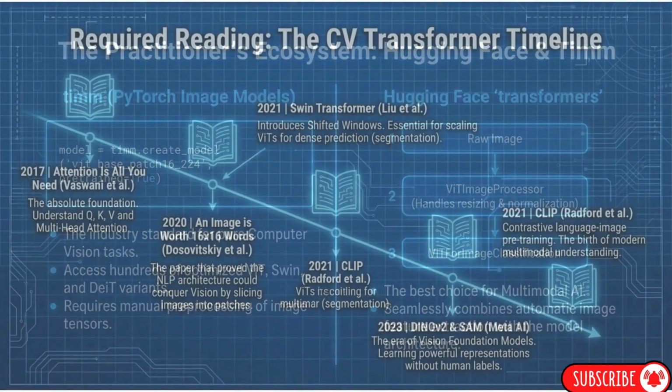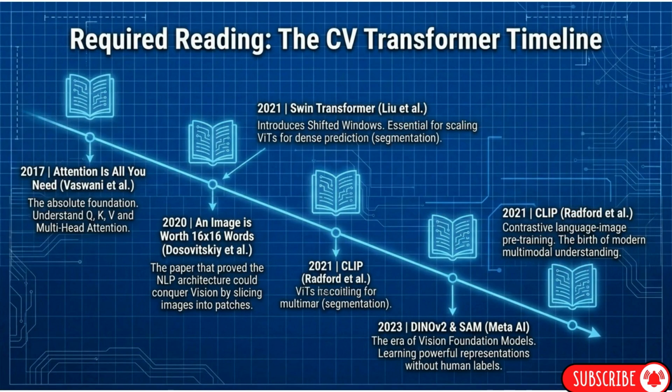This slide shows the timeline of important computer vision transformer research. The original transformer introduced attention for language. Later, ViT applied the transformer idea to images. Then models like DeiT improved training efficiency. Swin Transformer introduced hierarchical vision transformers. CLIP connected vision and language, and SAM pushed image segmentation further. This timeline is useful because it shows how the field evolved from basic image classification to advanced multimodal AI systems.